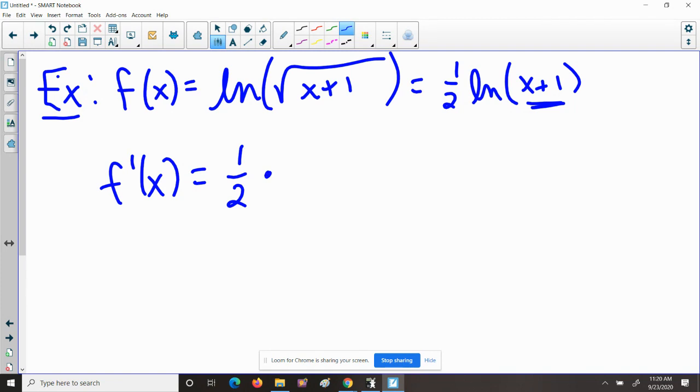Now let's take a look. We want u prime over u, so I'm going to go ahead and write the u on the bottom, and then the derivative of x plus 1 is just 1. So we could rewrite this as 1 over 2 times x plus 1.